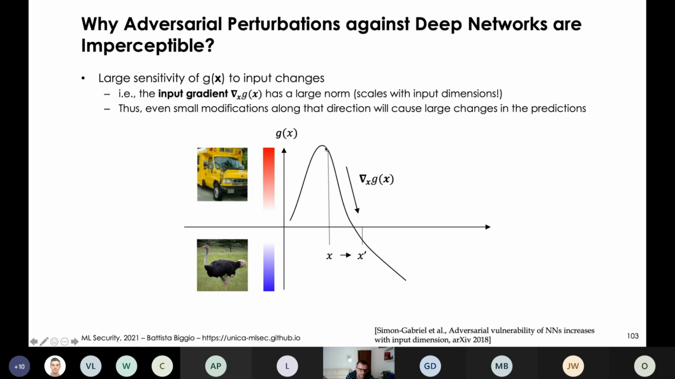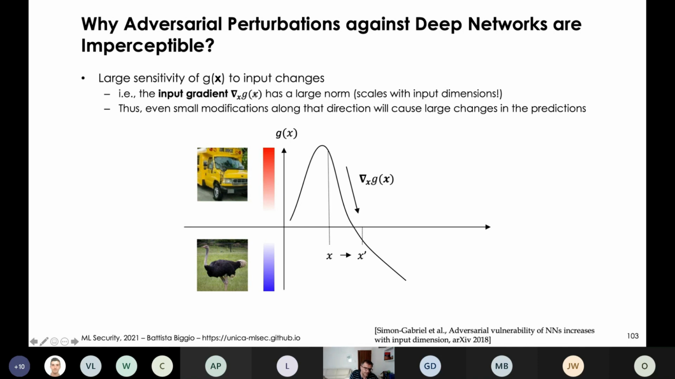Conversely, if the size of the input gradient is smaller, the function will be smoother here, and then you will cross the decision function later in space. Imagine that this is like the decision function, so when you go below 0, you change class. So it's all related to the notion of sensitivity. This can be shown very easily by doing a linear approximation of the loss function that you optimize for adversarial attacks. And it's also well described in this paper in case you're interested. But that's it, right? So it's really connected to the size of this gradient.